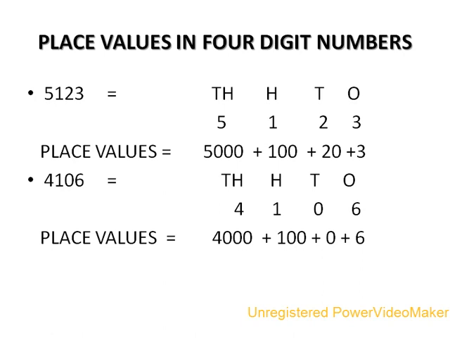Another example 4106. Now place these numbers according to their places. 6 at 1, 0 at 10, 1 at 100 and 4 at 1000. So their place value will be: 6 will be 6, 0 will be 0, 1 at the 100th place, so it will be 100 and 4 will be 4000. In this way we can find out what is the place value of the digits, and also we can mention it in expanded form.